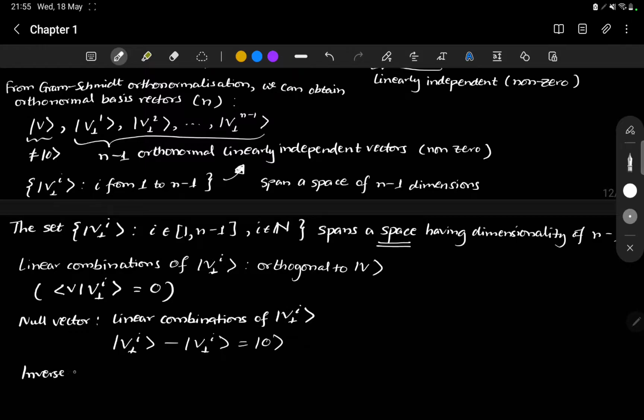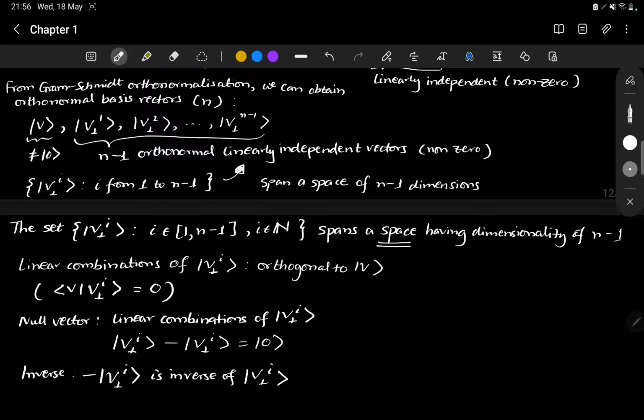Inverse, so minus V perpendicular i is the inverse of V perpendicular i, and this is just a scalar multiple of V perpendicular i, so it exists in this space spanned by V perpendicular i. So we see that linear combinations of V perpendicular i exist in this space spanned by V perpendicular i. Null vector exists in this space spanned by V perpendicular i. Also, the inverse of each vector exists in this space spanned by V perpendicular i. Similarly, we can see for the other axioms.